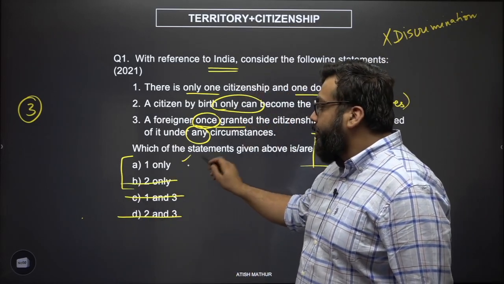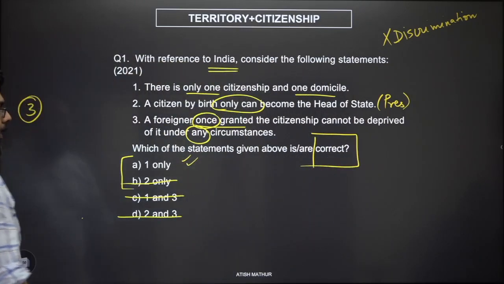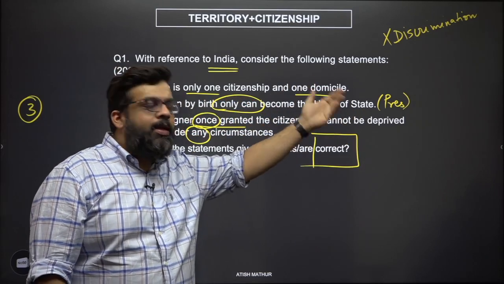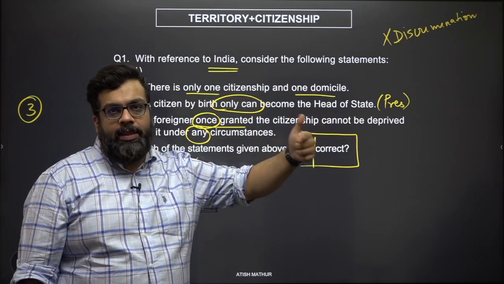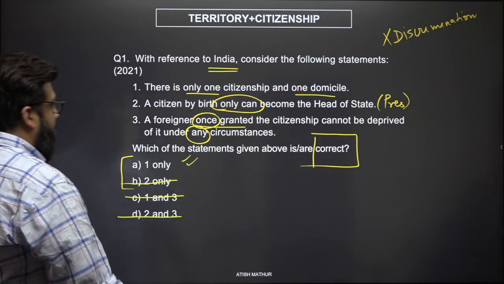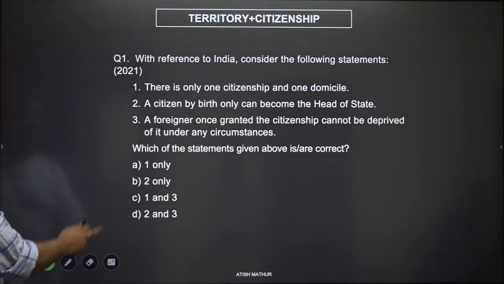Your correct option should be A, that there is one citizenship and one domicile. Even if you think domicile here means domicile of the state, you cannot have more than one domicile of a state. That would be considered perverse under law. So your correct option would be option number A, right?